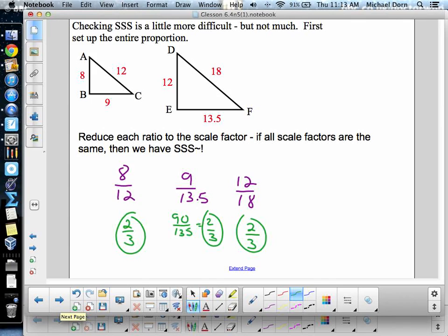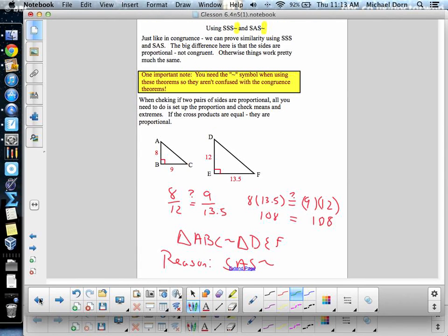Yes, those are similar triangles. And that would be a proof by side side side similarity. So triangle ABC is similar to triangle DEF, and the reason is side side side similarity. So for side, the easiest way is to just reduce the fractions. Now, could we have done that here too? Yeah, instead of cross-multiplying, I could have reduced this to 2/3 and reduced that to 2/3. That would have been sufficient there as well. I don't have to do the cross-multiplying there to show they're similar. I could do the reducing thing as well. So I've got the choice.